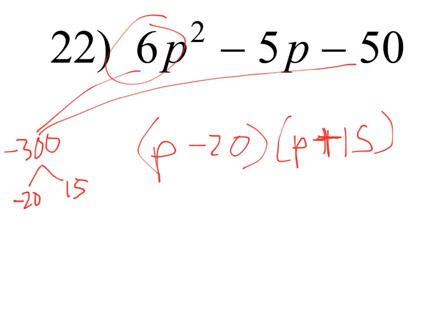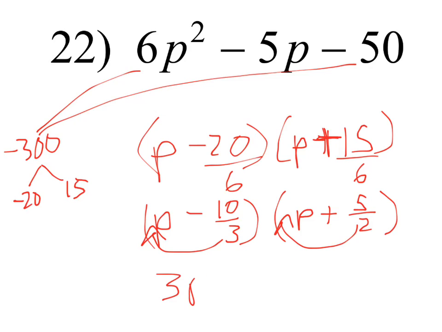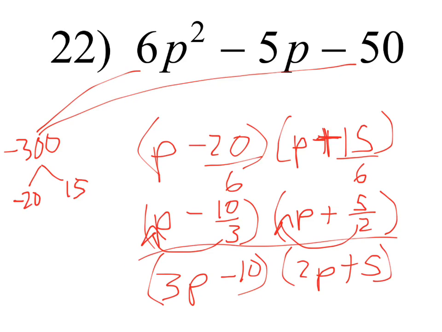And now when you address the 6 issue, so try to divide them both by 6. The first one does reduce a little bit. You'll divide them both by 2, which will give you 10/3. And then the other one also reduces a little bit. You'll divide them both by 3, which will give you 5/2. And now you can pull the 2 out front, pull the 3 out front, and you get 3p minus 10. And then 2p plus 5, and now we've factored it down.